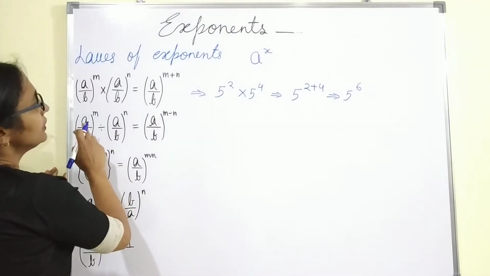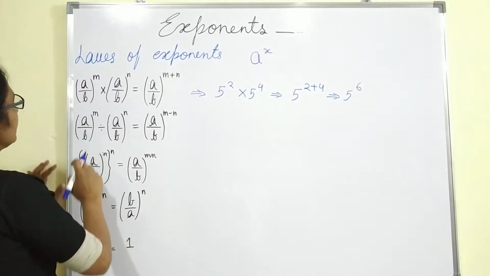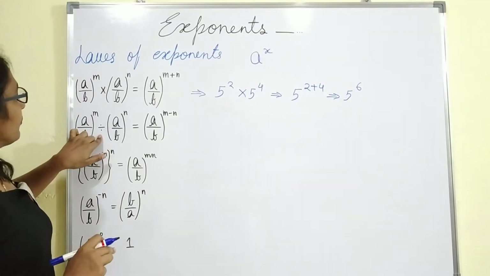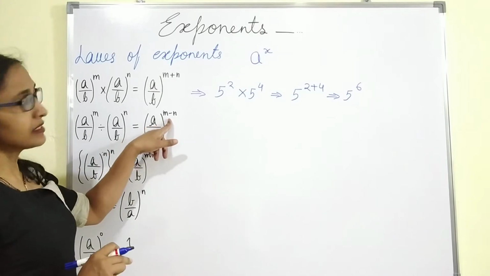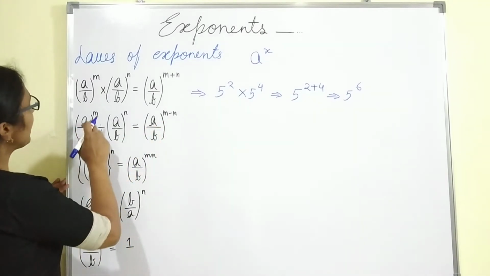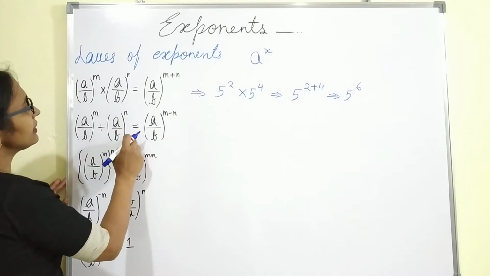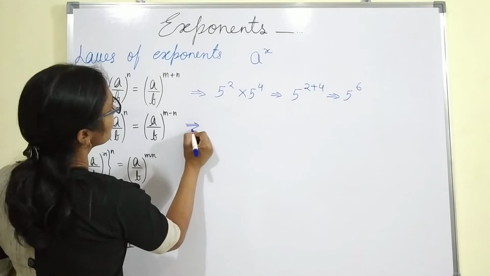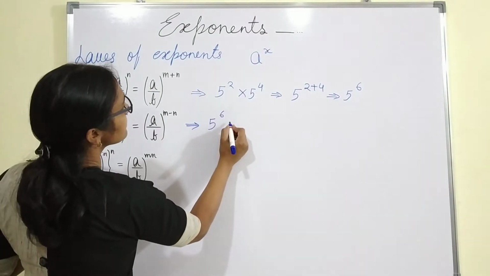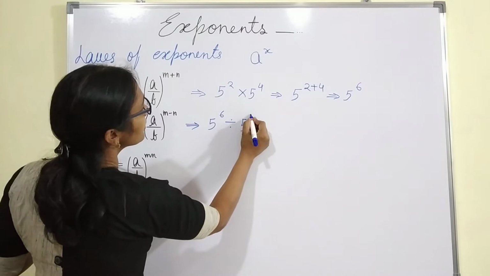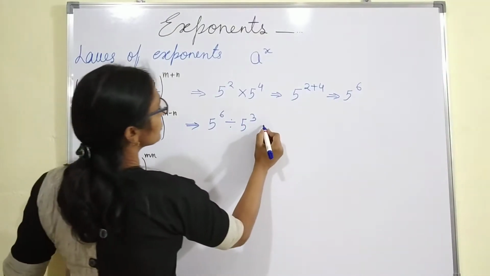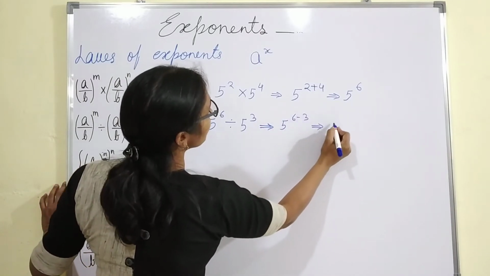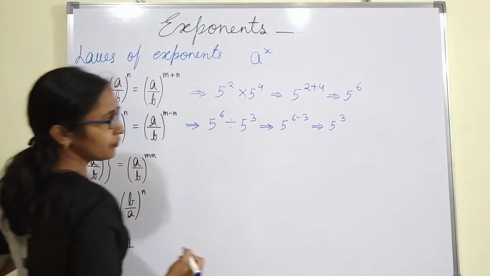Now, next, the bases are the same and they are dividing with each other. So, when they divide, the powers subtract, meaning (a/b)^m divided by (a/b)^n equals (a/b)^(m minus n). So, 5 power 6 divided by 5 power 3. 5 power 6 minus 3, our answer will be 5 power 3.